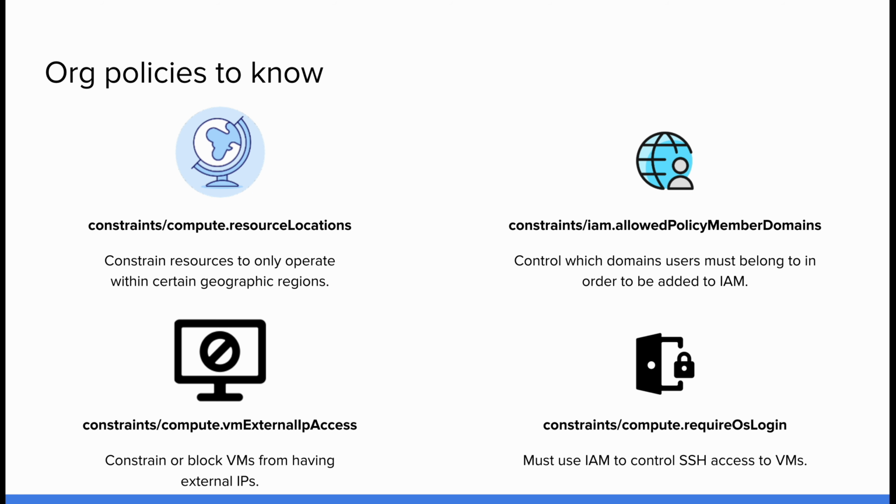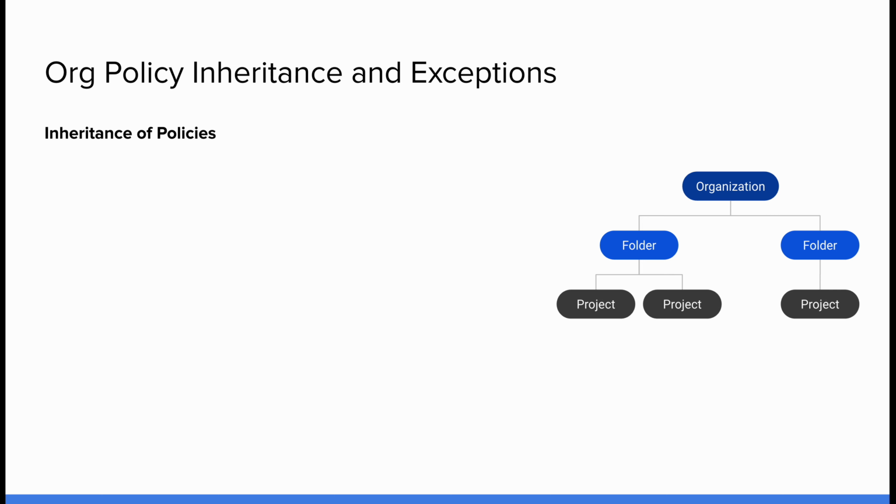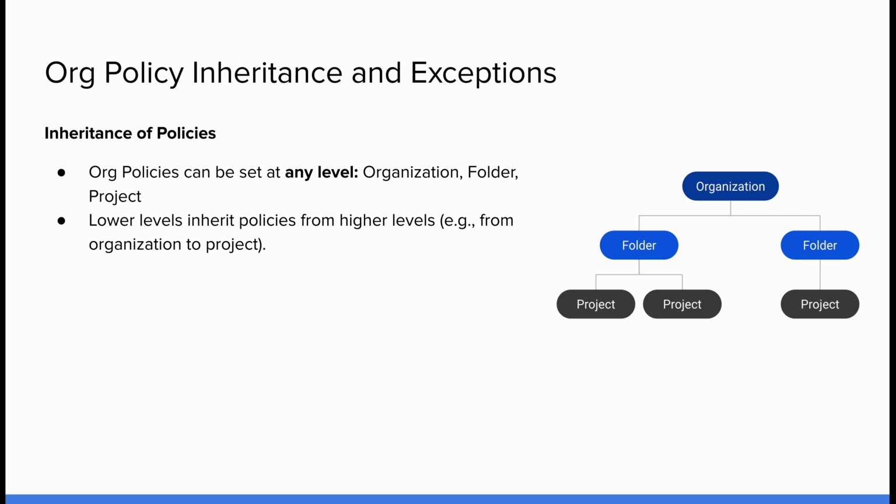Let's talk a bit about how org policies work in Google Cloud and how exceptions can be applied at the lower levels of the resource hierarchy. First, starting with the principle of inheritance of policies. Org policies can be set at multiple levels within your organization's hierarchy, from the org level down to the folder level and project level. So as you can see in the diagram on the right, this is just an organizational resource hierarchy. Policies that are applied at the org level are inherited by lower levels like folders and projects. They flow down from the higher levels down to the lower ones.